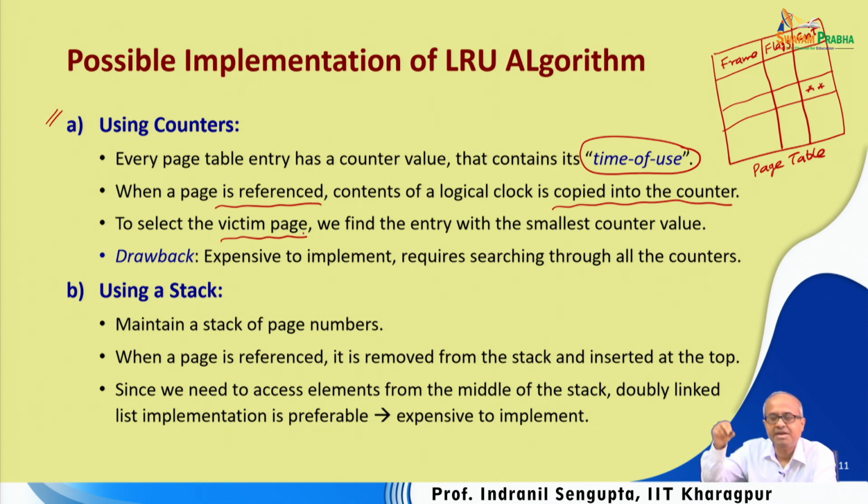You determine the entry in the table which has the smallest counter value. That will be the least recently used page, the one that was used longest in the past. The obvious drawback is that it is expensive to implement, because to find the smallest counter value you have to search through the entire page table, through all the counters, which is not easy. So theoretically this may be okay, but practically it cannot be implemented because of its high overhead.